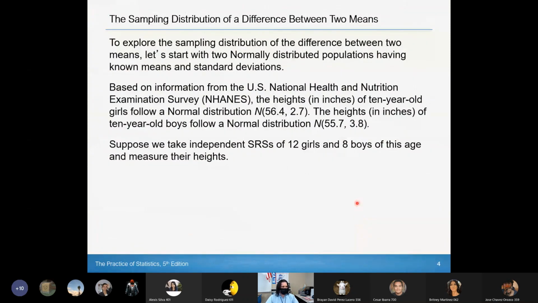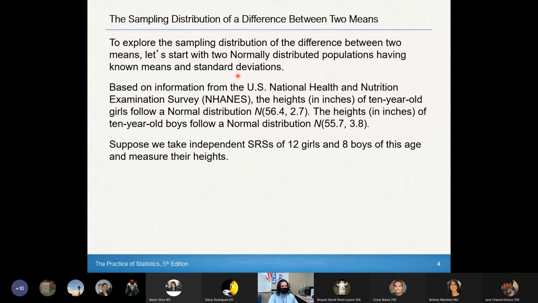To explore the sampling distribution of the difference between two means, let's start with two normally distributed populations having known means and standard deviations. Again, that's a big difference between sampling distributions and then confidence intervals and significance tests. We're making a sampling distribution. We're dealing with sampling distributions.